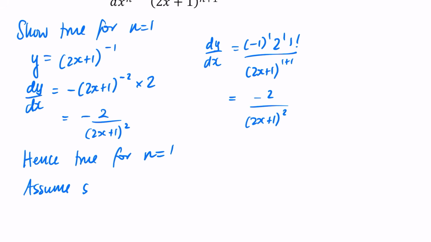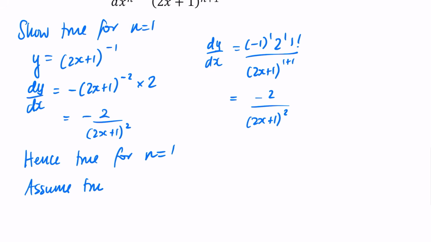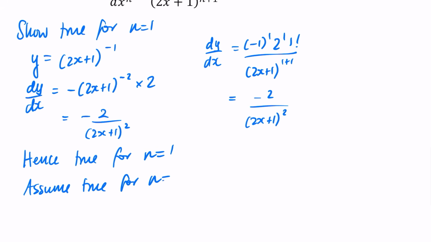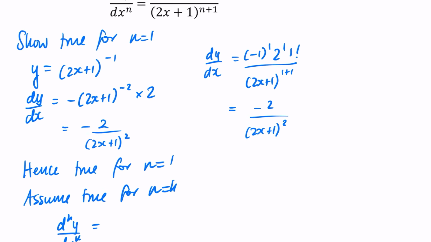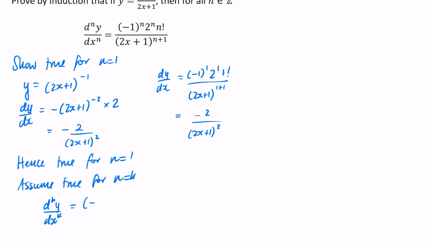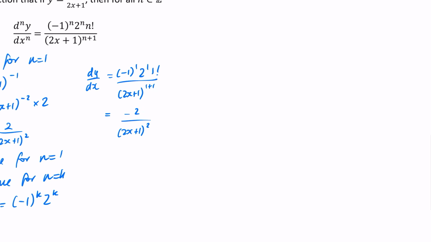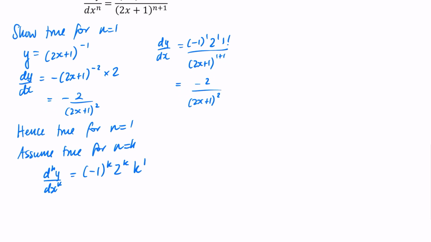Classic step, assume that it is true for n equals k. In other words, the kth derivative, which sounds crazy to say, the kth derivative of y with respect to x is minus 1 to the power of k, 2 to the power of k, k factorial. Remember, anytime there's an n, there is a k.